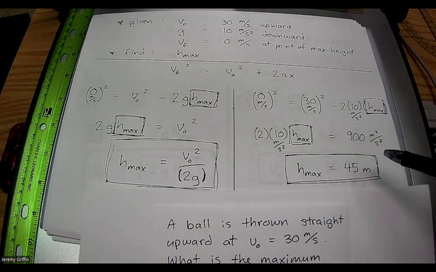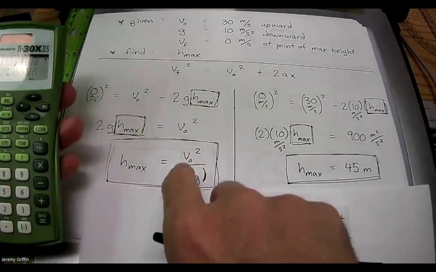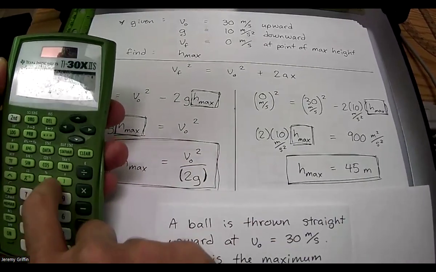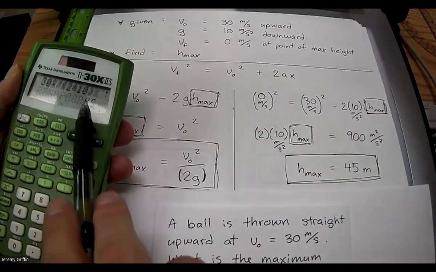So the answer is 45 meters. If you can throw a ball straight upward at 30 meters per second, it's going to rise to a height of 45 meters. And then, of course, it'll fall back down. On the left side of the paper, I got the answer in terms of variables. So let me show you that this does work out. I'm making the claim maximum height is throwing speed squared divided by, and then in parentheses, 2 times g. Okay. Hey, it's 45 meters.